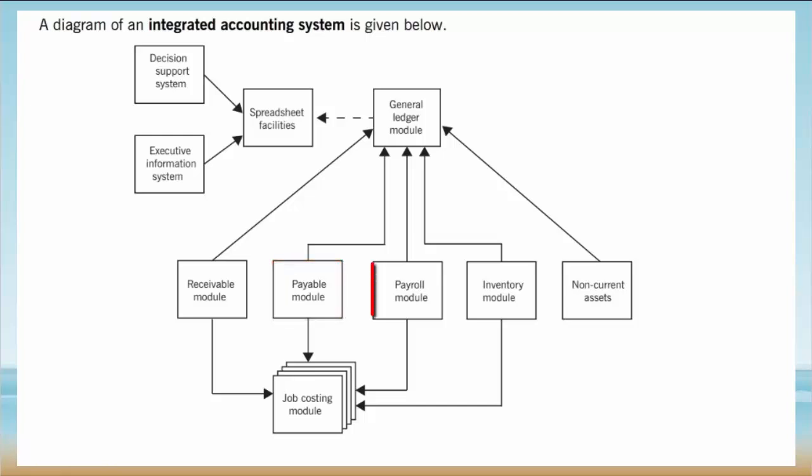Now look at the payroll module. Here the system calculates gross pay, taxes, pension contributions, and the final net pay for each employee.